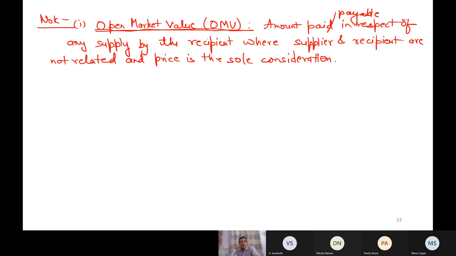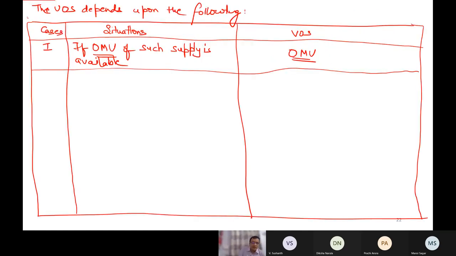For example, if you go to buy a laptop from any shopkeeper, you have to pay that shopkeeper money and you don't know that shopkeeper. So whatever price you are willing to pay becomes the open market value. Anyone can purchase this laptop by giving the amount in money terms. It's available to everyone. So if open market value of supply is available, then open market value is the best answer to show the value of supply.